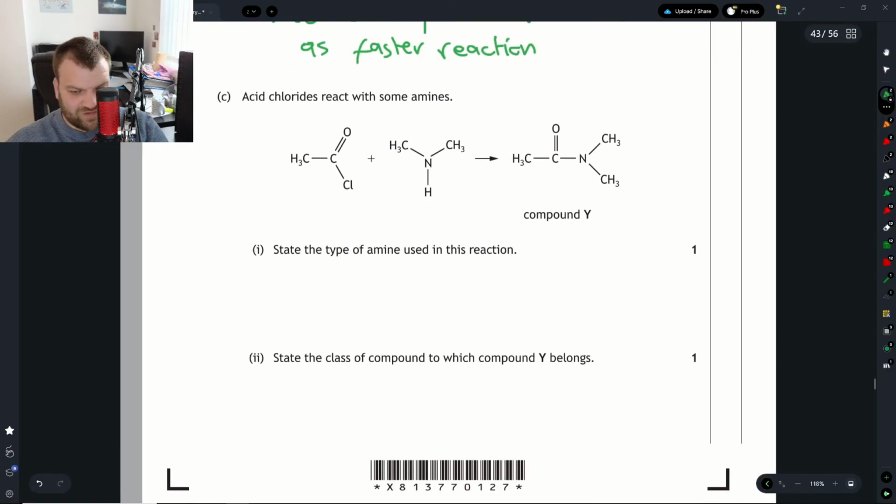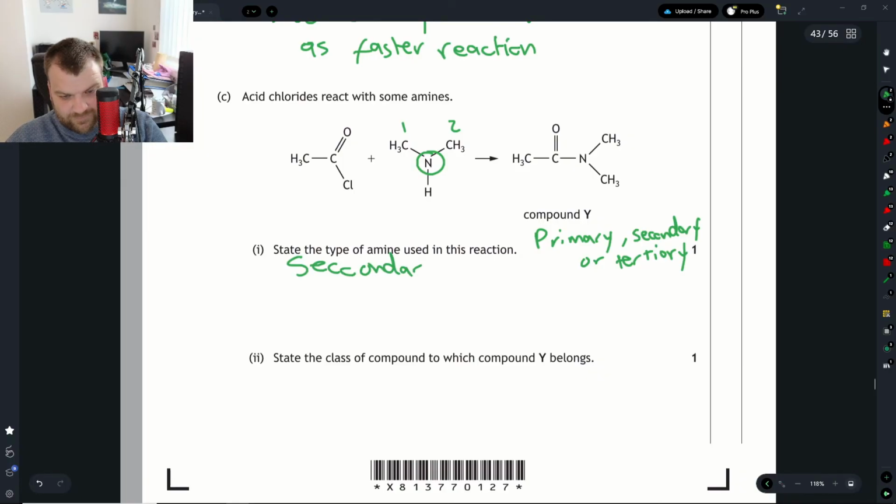We're asked about the type of amine used. We're talking about primary, secondary, or tertiary. The nitrogen is attached to 2 carbons. That makes that a secondary amine.